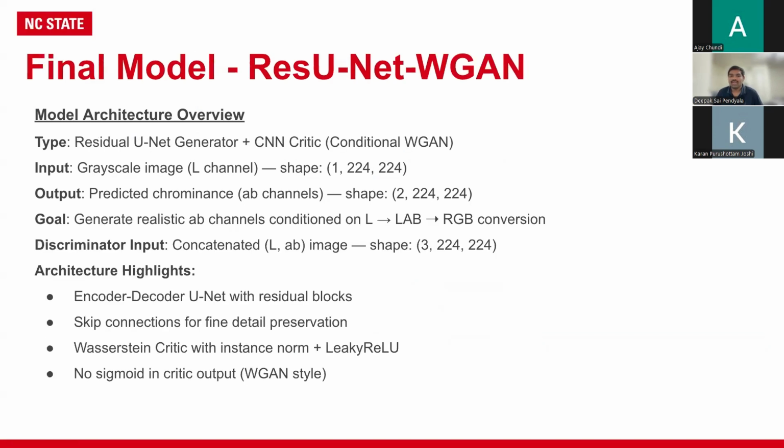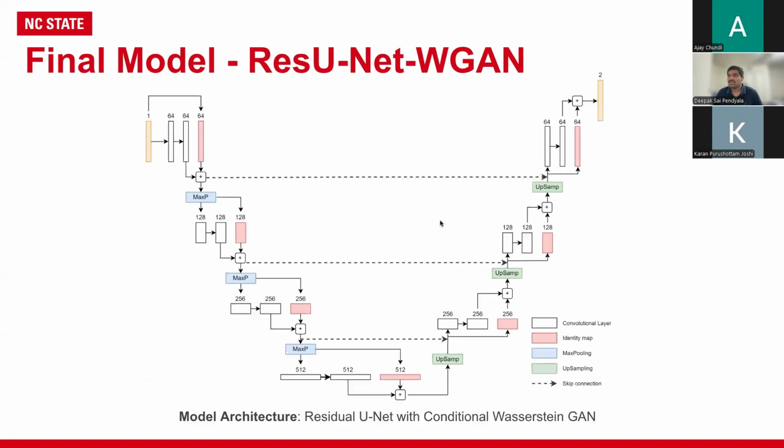Then we move to the final model, which is a ResUNet GAN. We have used a residual U-Net as a generator and paired it with the CNN critic, making it a convolutional Wasserstein GAN model. The generator still receives the L as an input, but it's now trained adversarially to produce AB channels that fool the critic. The critic receives both real and generated LAB images and learns to score them using the Wasserstein distance. This is the final architecture you can see over here.